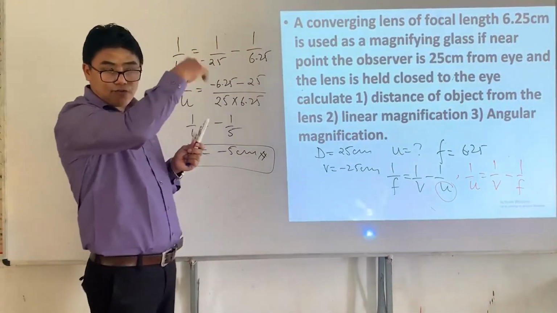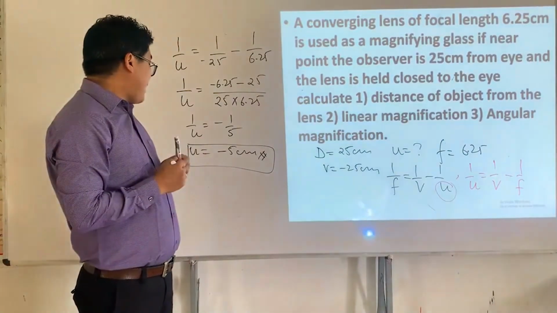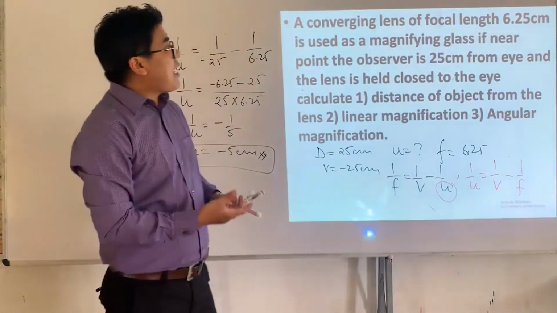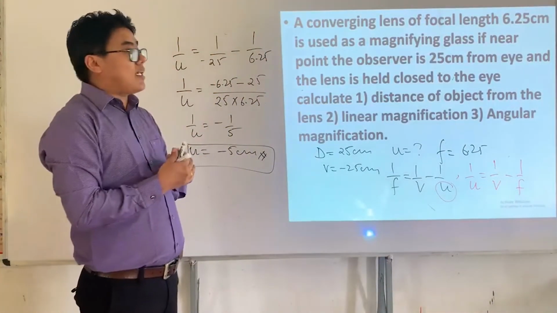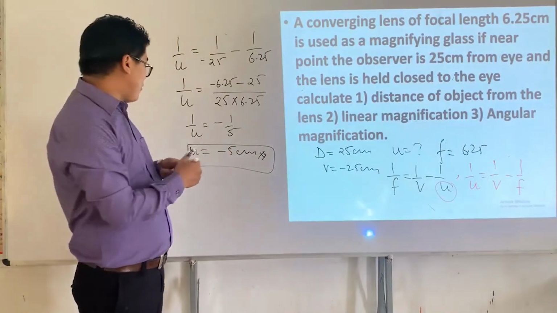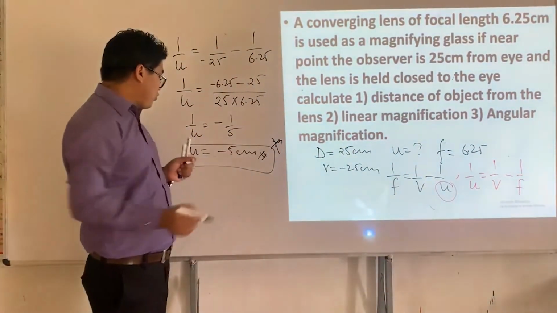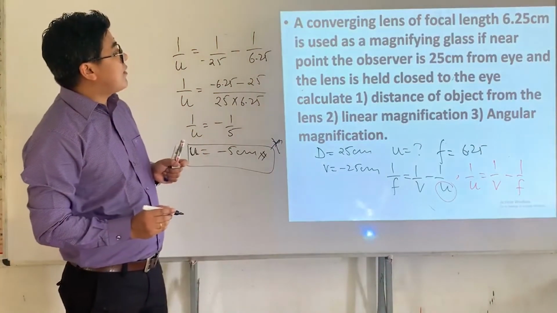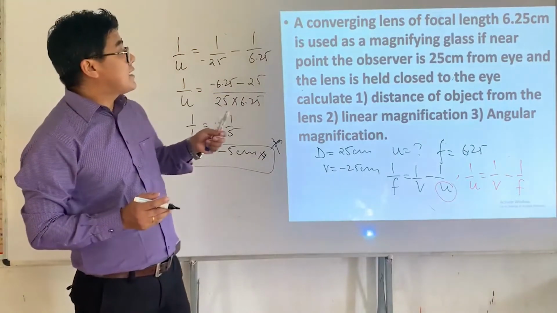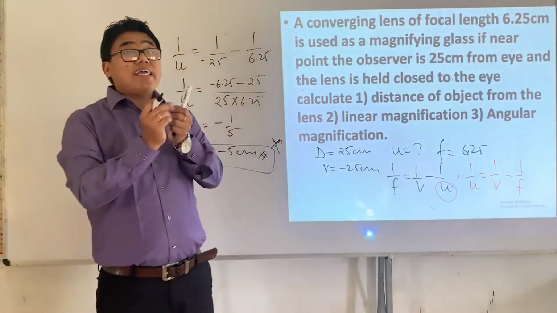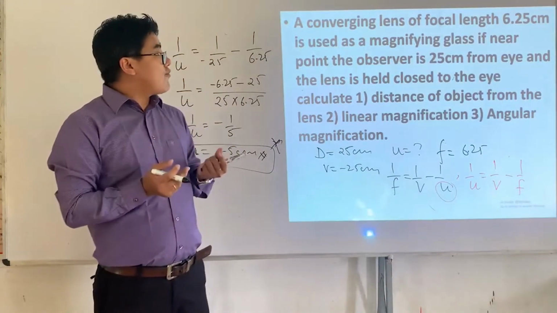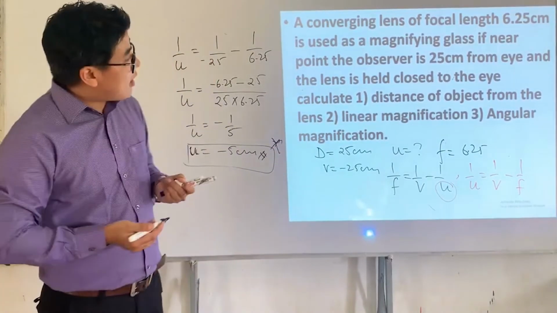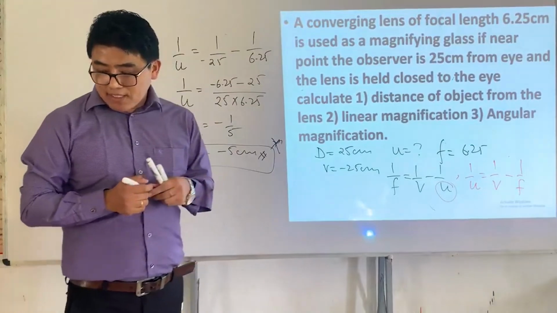So minus means in front of the lens, and then again it's true, right? What is the focal length? Focal length is 6.25. Unless you put the object within the focal length, the image won't be virtual. So therefore, yes, it is true that U is equal to minus 5 centimeter. So this position lies within the focal length. Therefore, the image is magnified and virtual, what we normally find in the case of a magnifying glass.